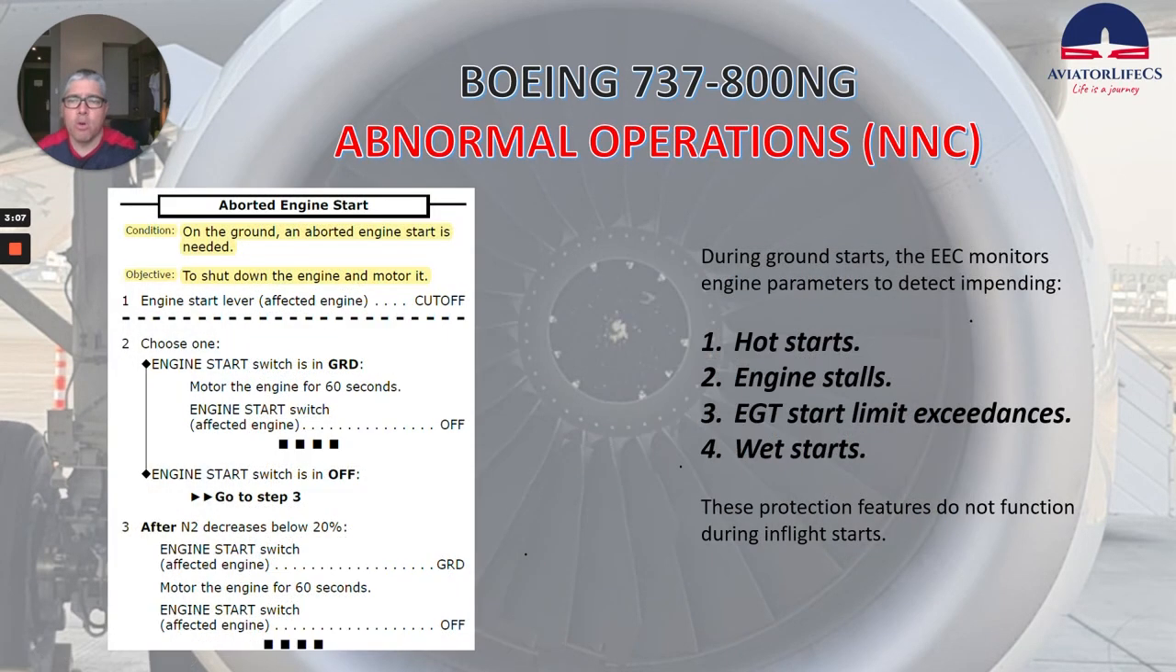Let's start with the aborted engine start. The condition says on the ground, an aborted engine start is needed. The objective is to shut down the engine and motor it. The first step, remember this is a memory item: engine start lever, affected engine, cut off. During ground starts, the EEC monitors engine parameters to detect impending hot starts, engine stalls, EGT start limit exceedances, and wet starts. These protection features do not function during in-flight starts.